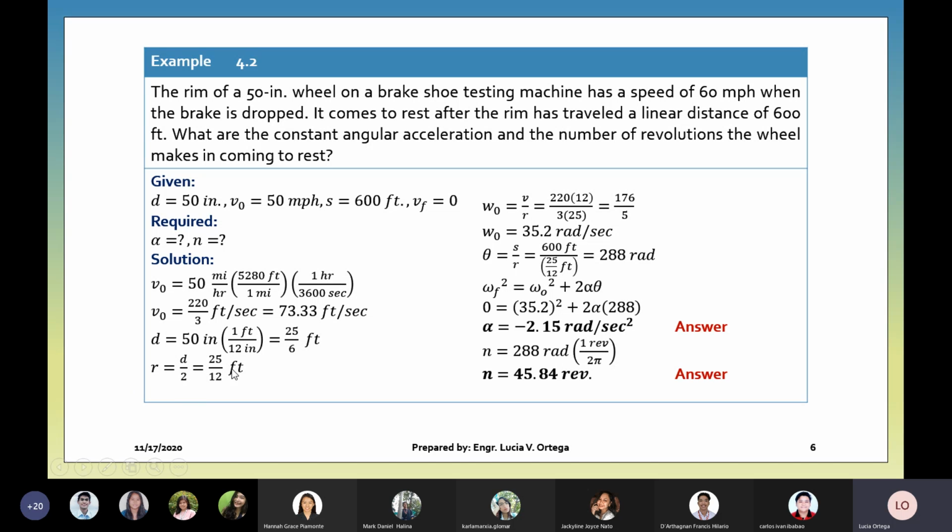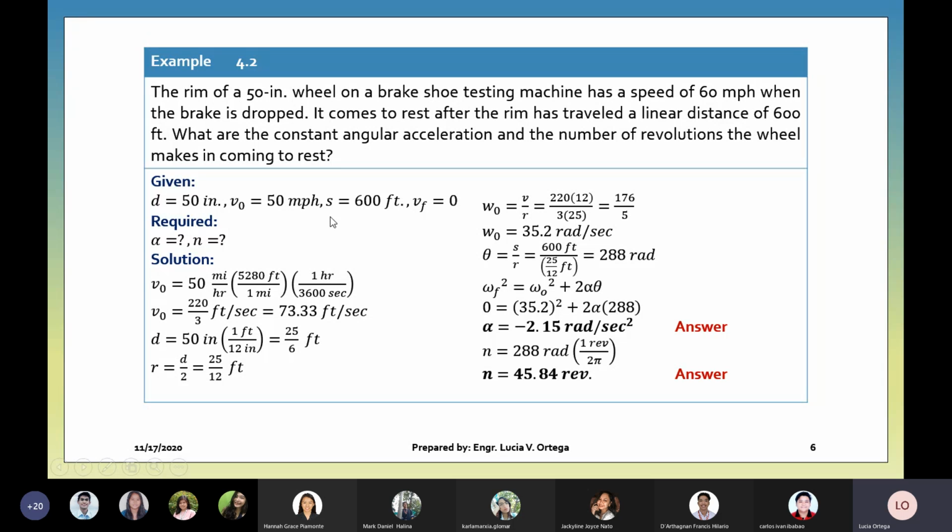For the radius, that would be d over 2, that is 25 over 6 divided by 2, so 25 over 12. Okay, for the relationship between the linear and the angular velocity, you know that linear velocity is R omega, so you can solve for the initial angular velocity. That would be velocity divided by the radius. So that would be equal to 176 over 5, or 35.2 radians per second.